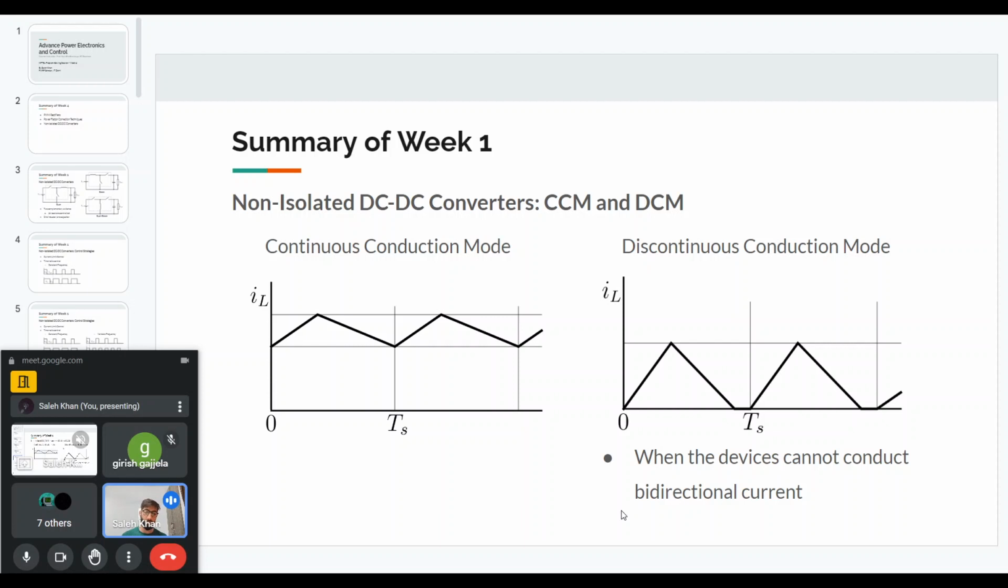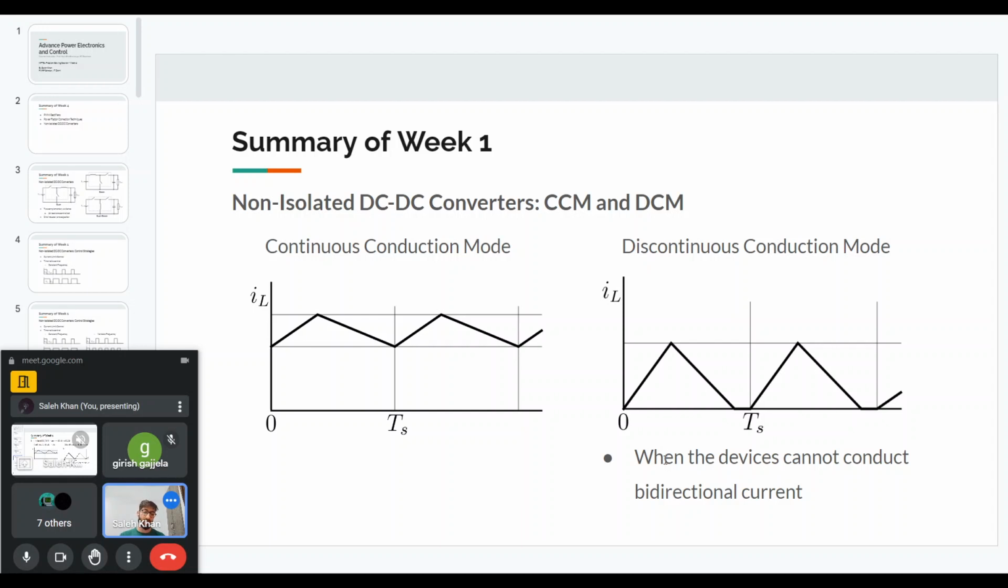So that is a simple way of understanding, even though it is simplifying some things, but at the basic level, this is how we will define discontinuous conduction mode. And this discontinuous conduction mode arises because the switches cannot conduct bidirectional current.